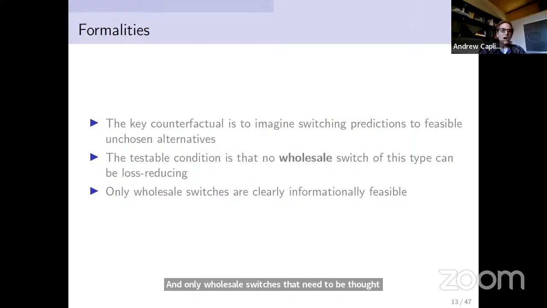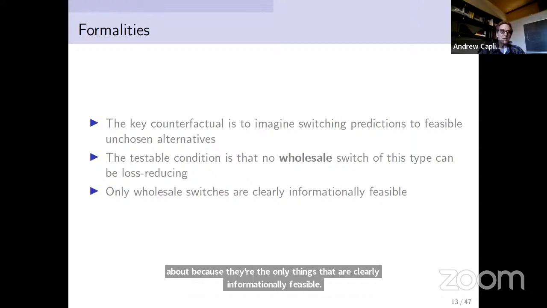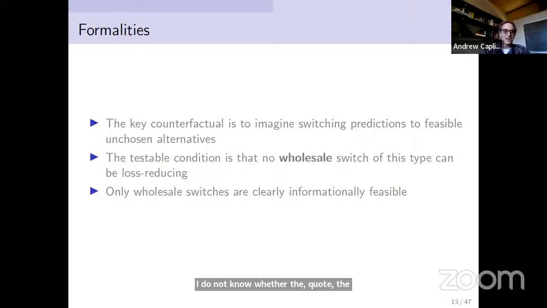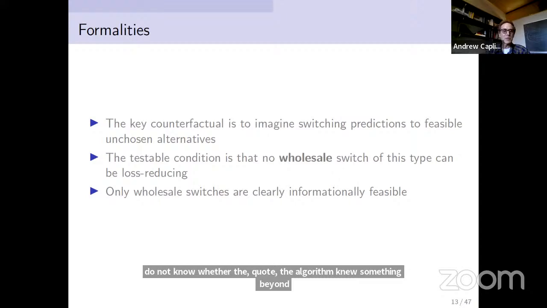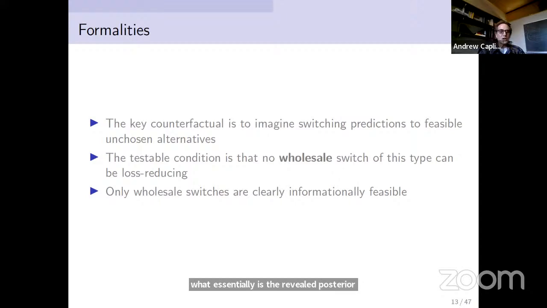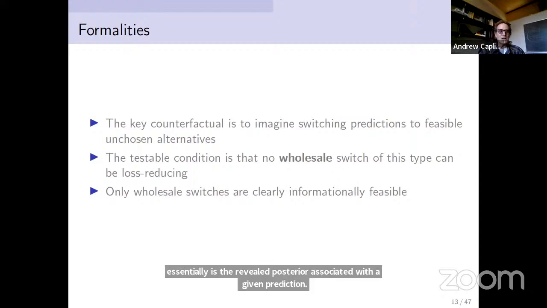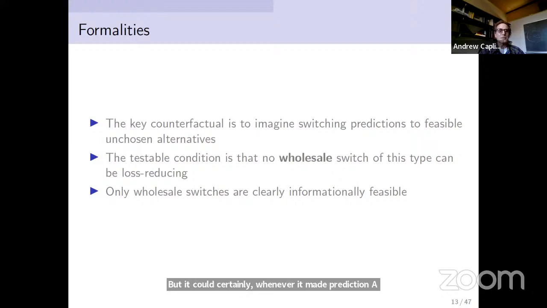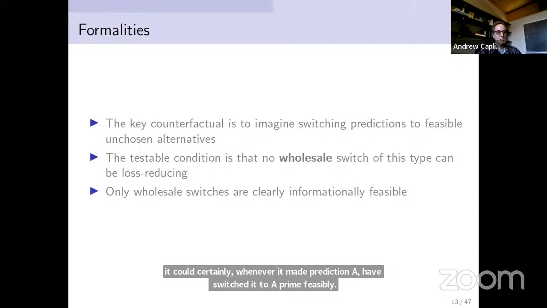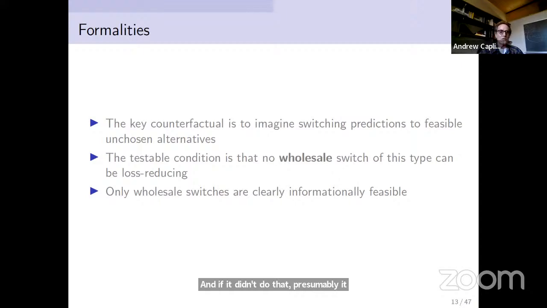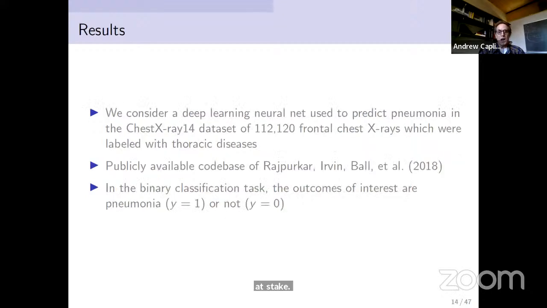I do not know whether the algorithm knew something beyond what essentially is the revealed posterior associated with a given prediction. But it could certainly, whenever it made prediction A, have switched it to A prime feasibly. And if it didn't do that, presumably because there wasn't a strict loss reduction at stake. We're actually going to now show how one can.